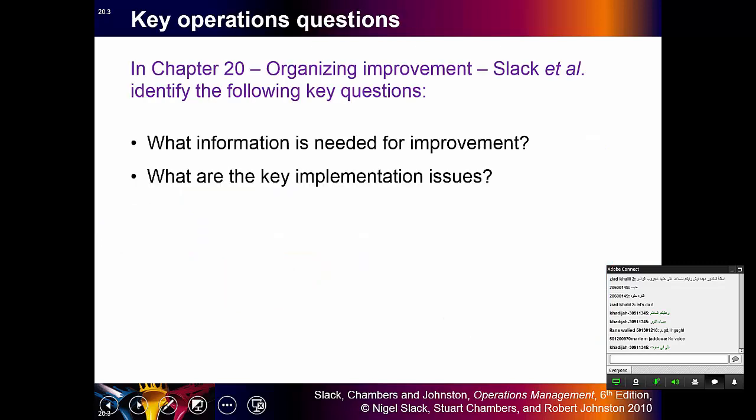These are the two questions that we will answer in this chapter. The first question is related to what information is needed for improvement. So we will see what are the major information that we need to improve our operations management, and then after that we will discuss the question of what are the key implementation issues. Okay, and finally there is one part which is not written here, which is the benchmarking, and we will see what is the meaning of benchmarking, what are the major types of benchmarking.